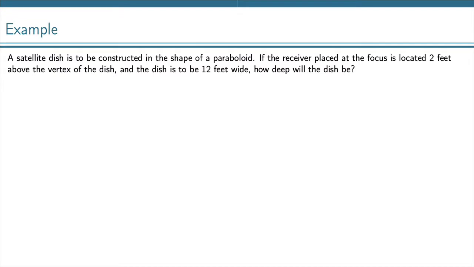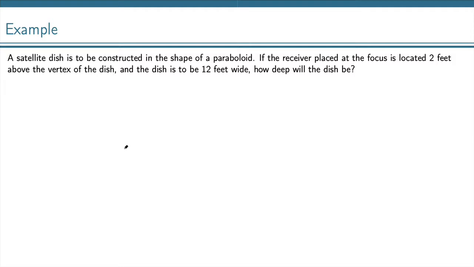Let's do an example. A satellite dish is to be constructed in the shape of a paraboloid. This just means it's three-dimensional. If the receiver placed at the focus is located 2 feet above the vertex of the dish, and the dish is to be 12 feet wide, how deep will the dish be?